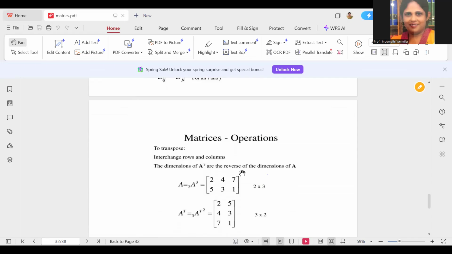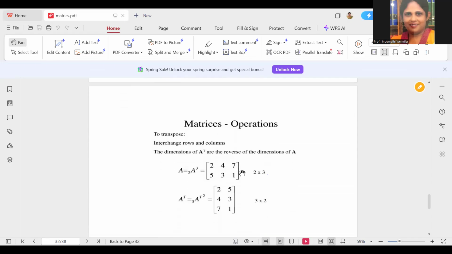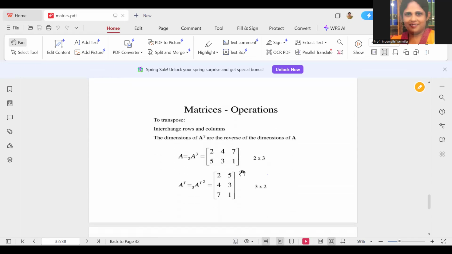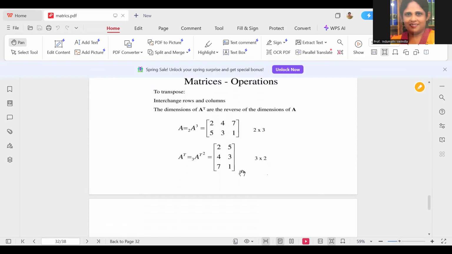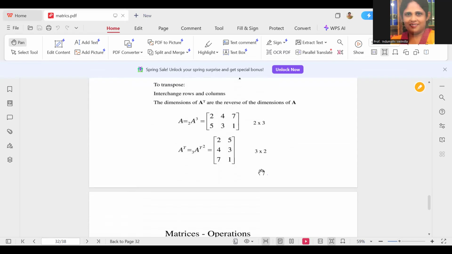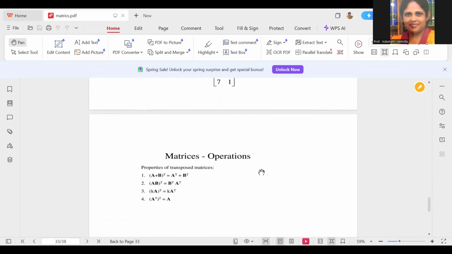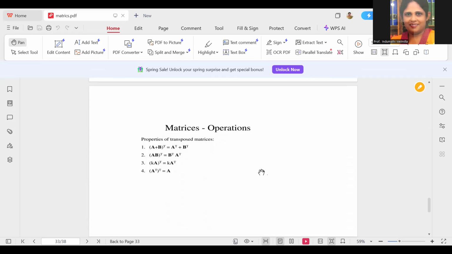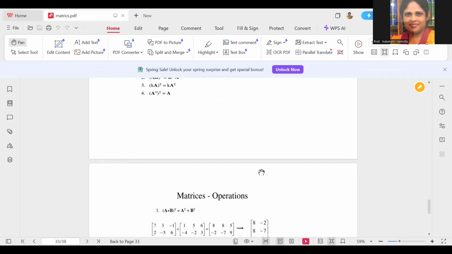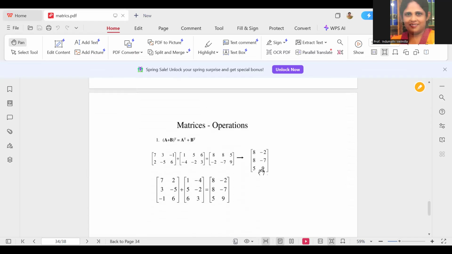I have given the same transpose operations, and these are some examples. One more example, you can go through this one. After transposing, the size is changed: 2 by 3 becomes 3 by 2. Columns and rows are swapped. And these are the properties of the transpose matrix. Try to understand this part also.